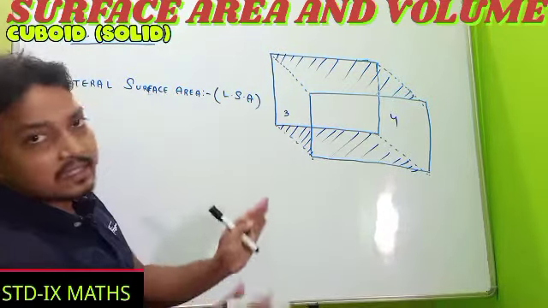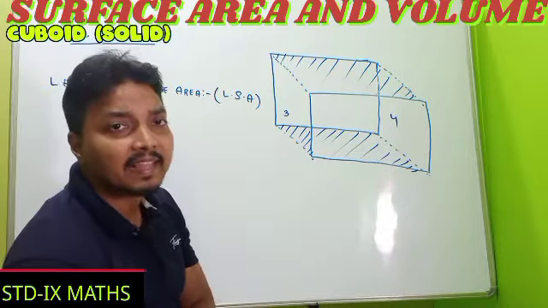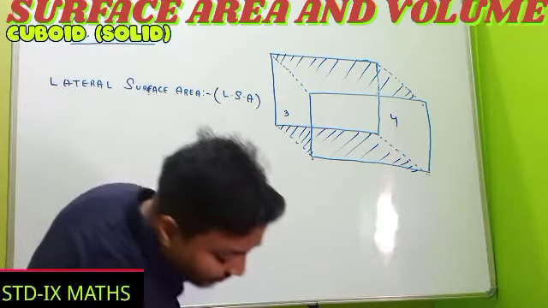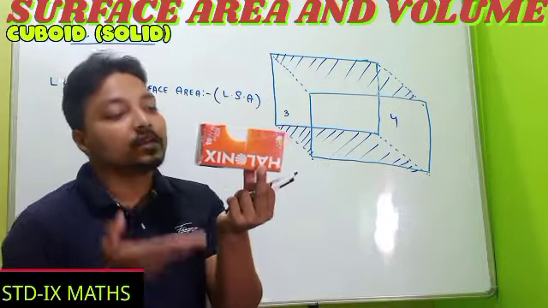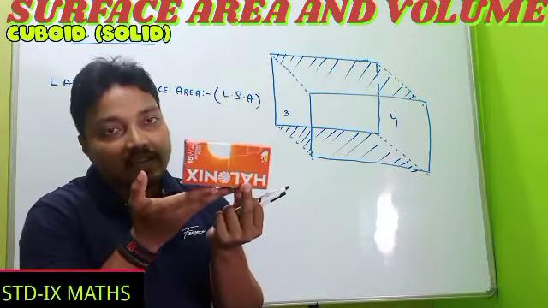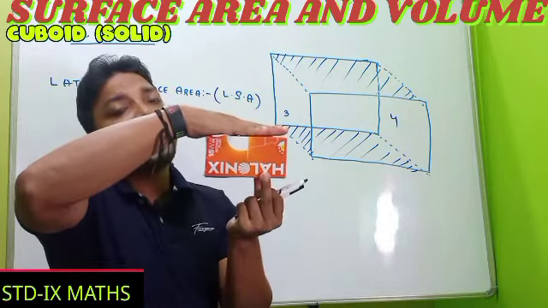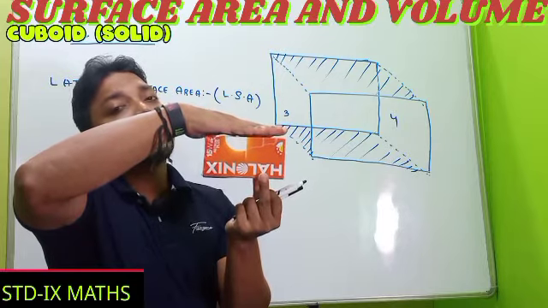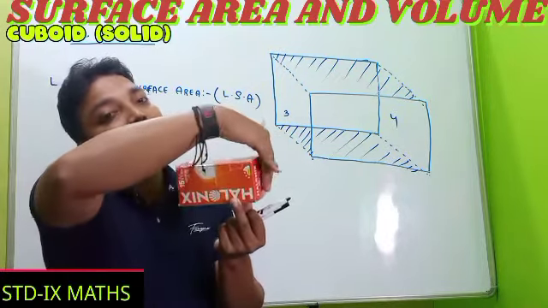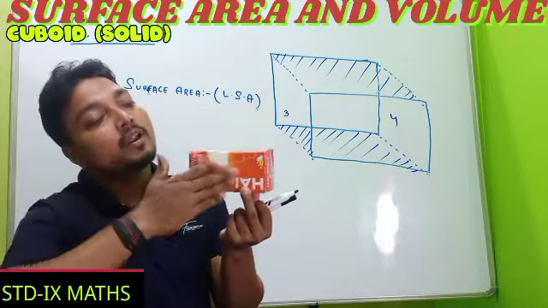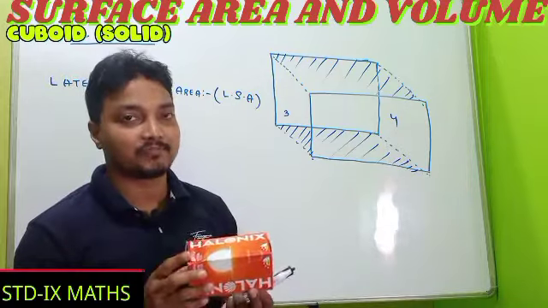So around the figure, how many faces are there? Here I am showing you the structure of the cuboid. Whenever I keep it like this, this one is the base, this one is the top, and the faces around the figure are these faces: 1, 2, 3, 4. These 4 faces are called our lateral faces.